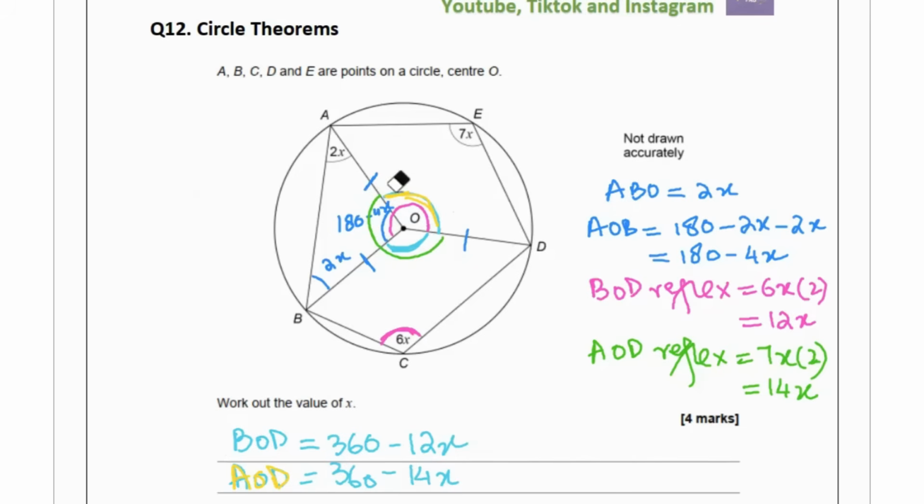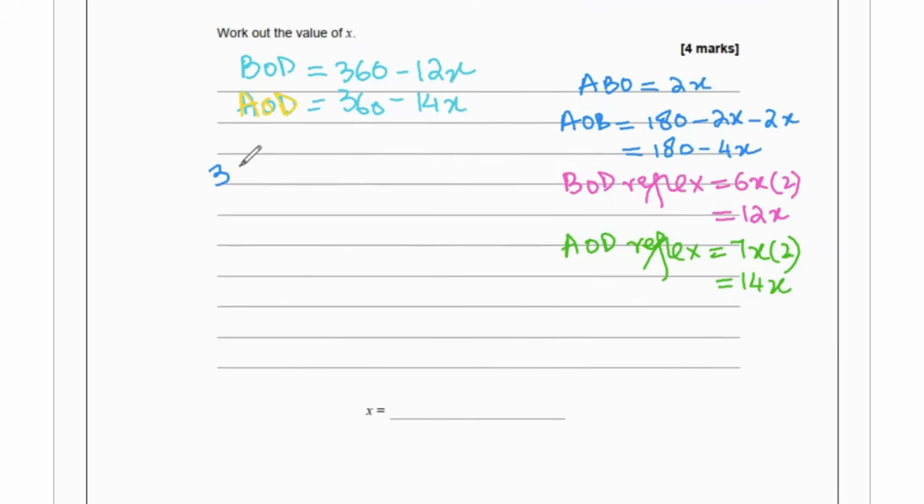If we add up the light blue angle, the dark blue angle, and the yellow angle, these three angles add up to 360 because it's a full circle. So using this, we can create an equation to find the value of x. It's going to be 360 equals 360 minus 12x plus 360 minus 14x plus 180 minus 4x. We're adding AOB, BOD, and AOD, this, and this.